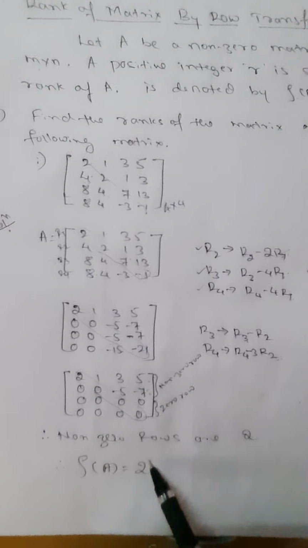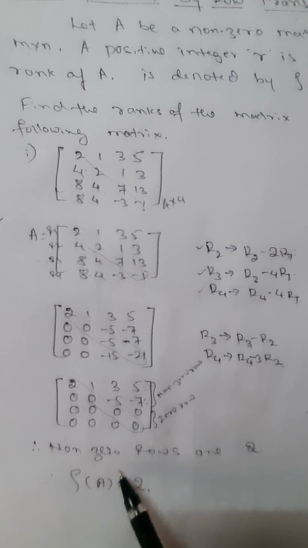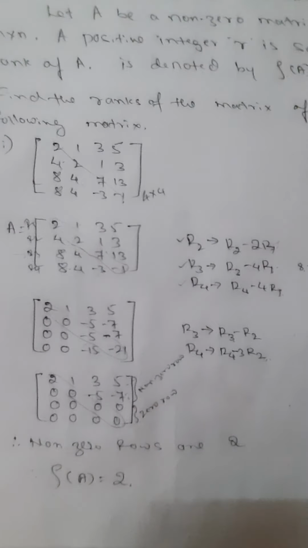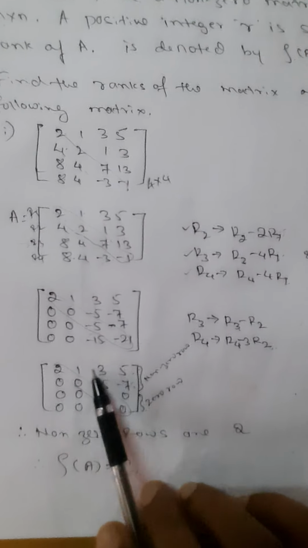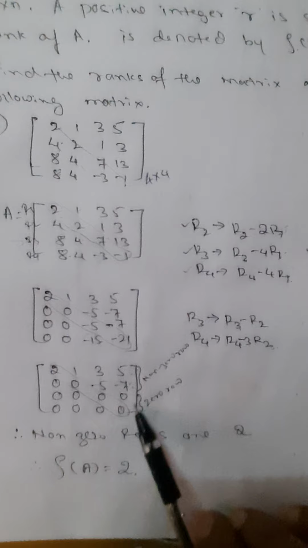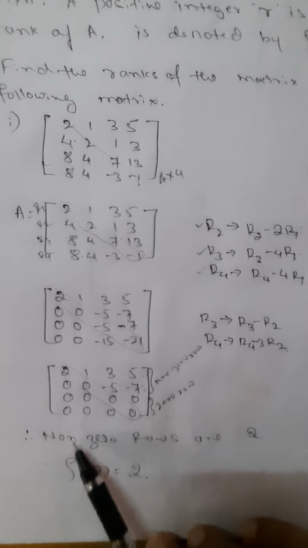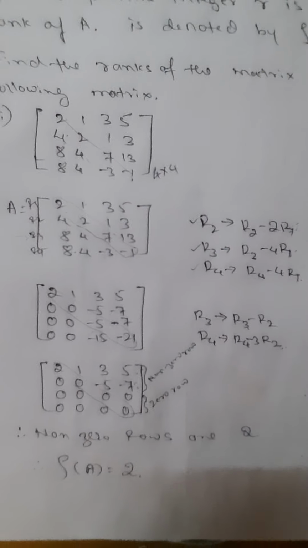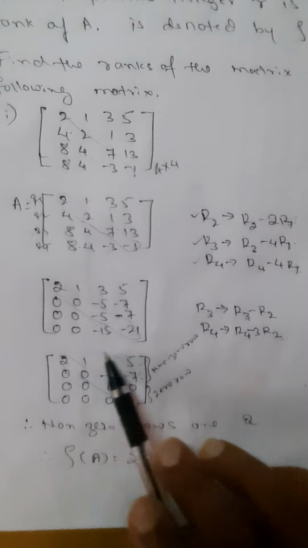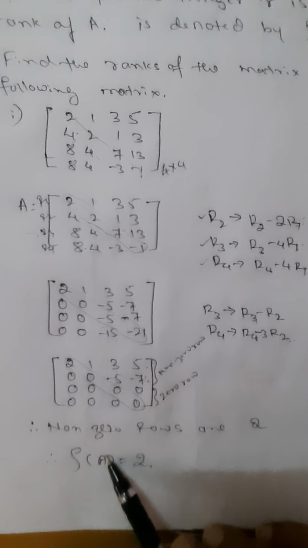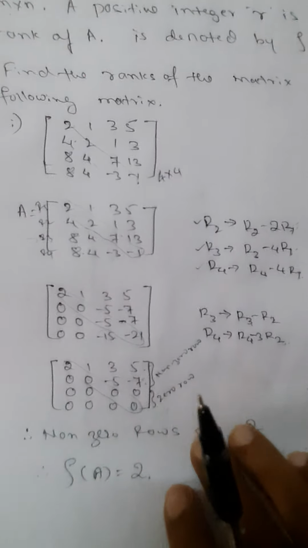This is the rank of the matrix using the row operation. So like this, in the final matrix, in the final result, we count the number of non-zero rows, that is nothing but the rank of the given matrix. 2 non-zero rows are there, so the rank of the matrix A is equal to 2. Let me solve one more problem on this.